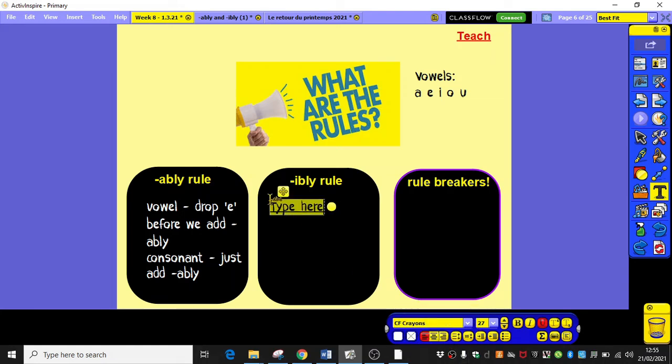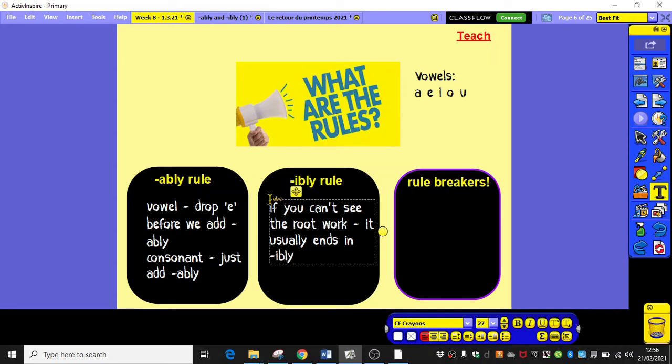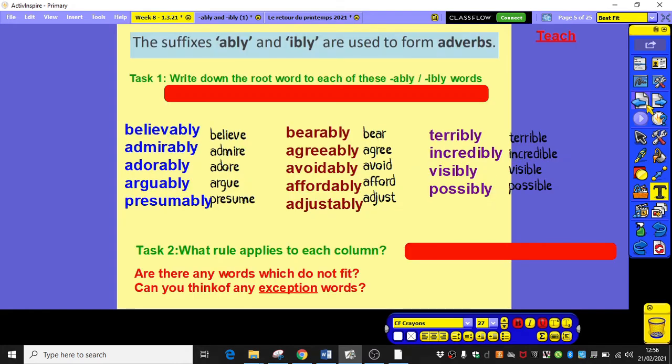So if you can't see the root word, it usually ends in ibly. But there was one word back here that didn't fit that. With our agreeably, it didn't seem to follow that, did it?